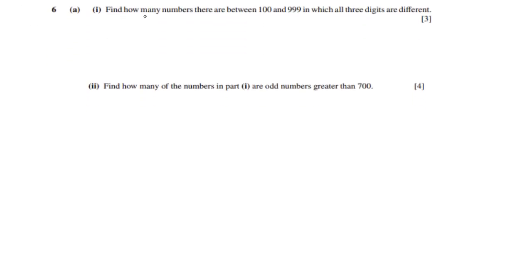All right, now in 6, find out how many numbers are between 100 and 999, but the digits all have to be different. All right, so this is a counting principle problem, and what we've got to do is we've got our spaces here. We got the first spot, the second spot, and the third spot. We're just going to figure out how many choices we have. Well, there's 9 choices for this first spot. We go through 1 through 9.